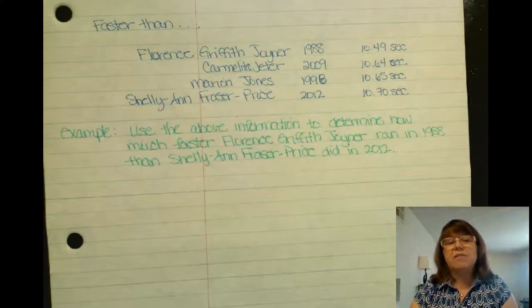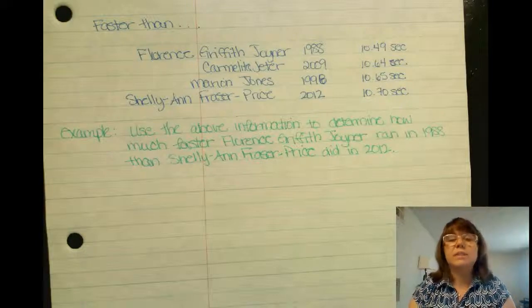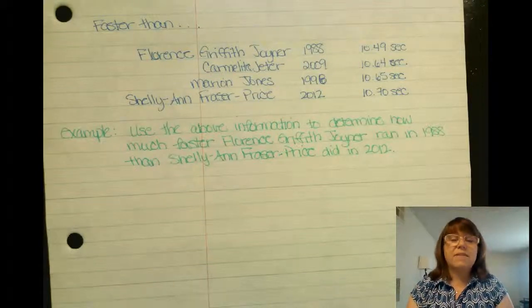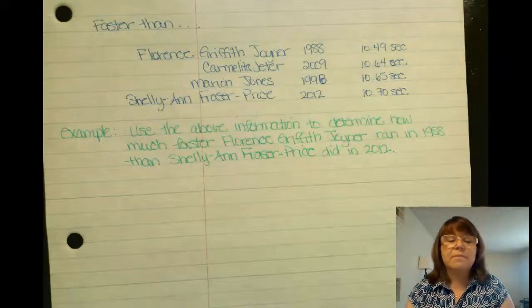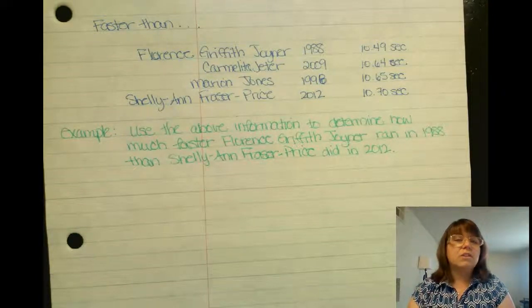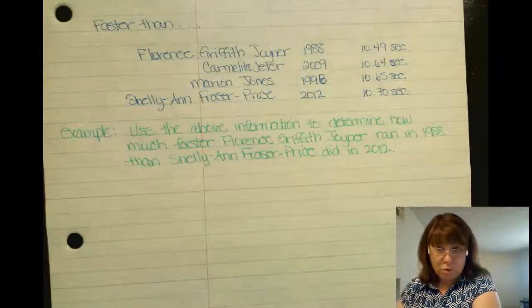I have 4 female runners that ran a race the same length. Florence Griffith Joyner in 1988, she ran 10.49 seconds. Carmelita Jeter in 2009 ran that race in 10.64 seconds. Marion Jones in 1996, 10.65 seconds. Shelly Ann Fraser-Pryce in 2012, 10.70 seconds. So let's use that information to determine how much faster Florence Griffith Joyner ran in 1988 than Shelly Ann Fraser-Pryce did in 2012. So it is a subtraction problem.